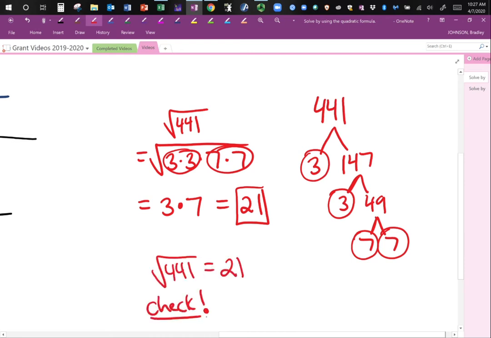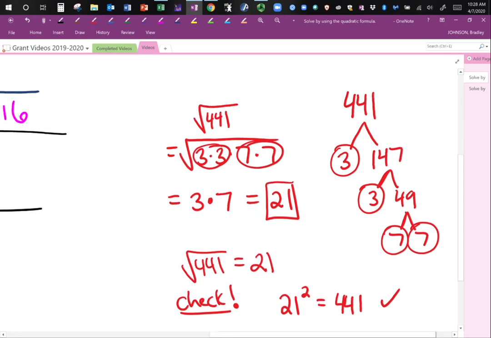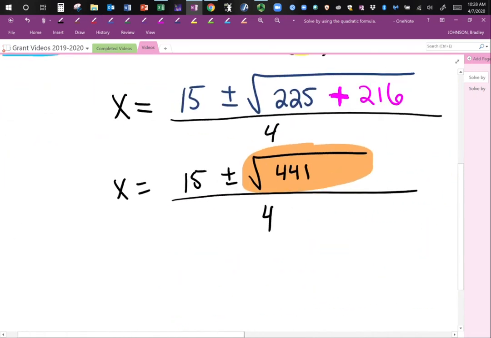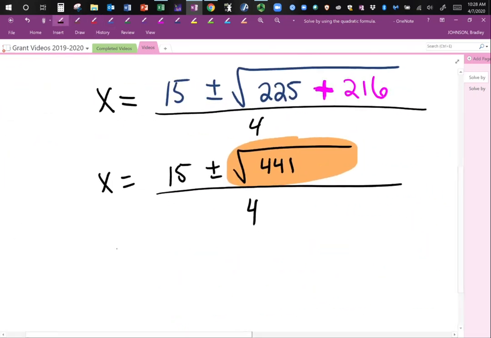Let's check this. The way we could check that, well, this is saying that it's a perfect square. So 21 squared is what? Well, 21 squared, if you put it in your calculator, is 441. So that is a fact. If you have the square root of 441, you will have 21. So I'm going to go back over here. We have x equals 15 plus or minus 21, and this is all divided by 4.